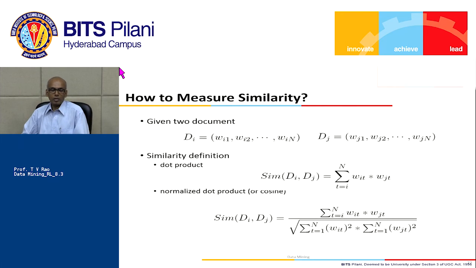So now when we get a vector for two documents, we may measure the similarity using a similarity definition such as a simple cosine. The similarity can be a dot product or a normalized dot product or a cosine, whereby we are using these absolute values in the denominator. Thereby we are normalizing it.